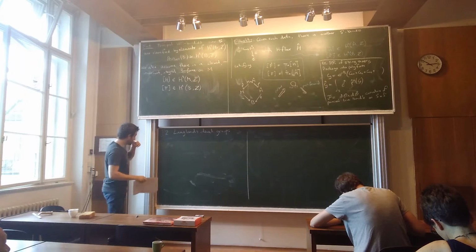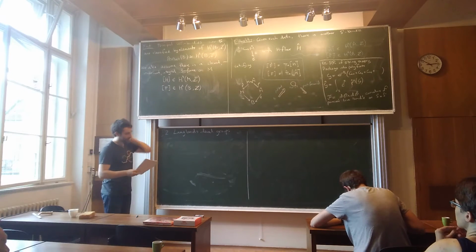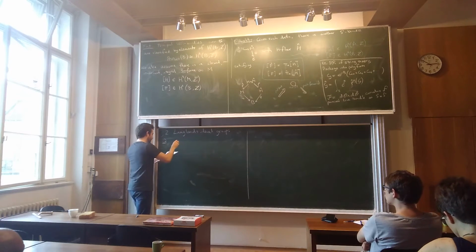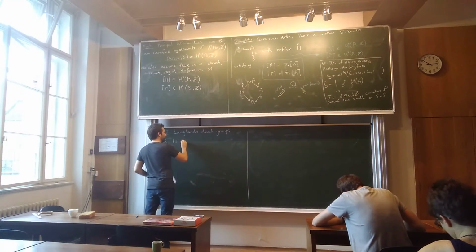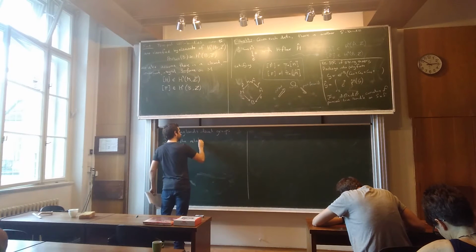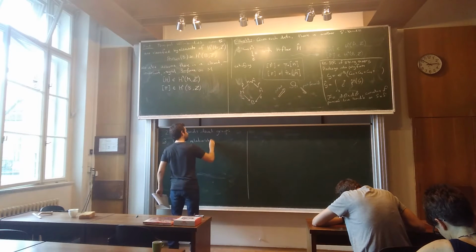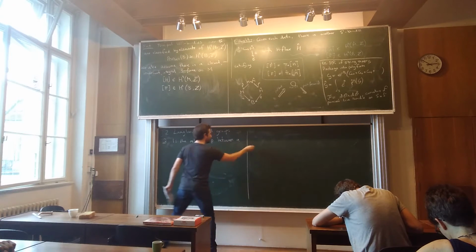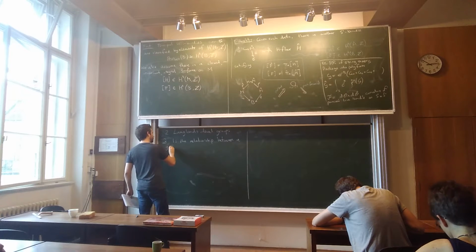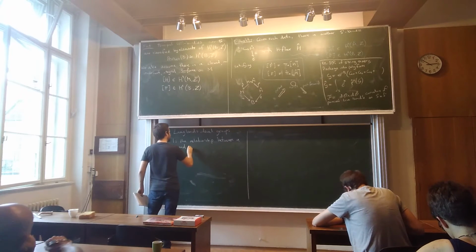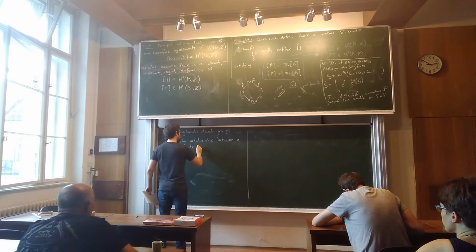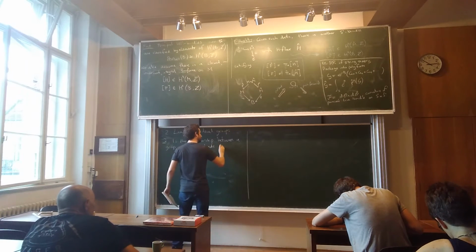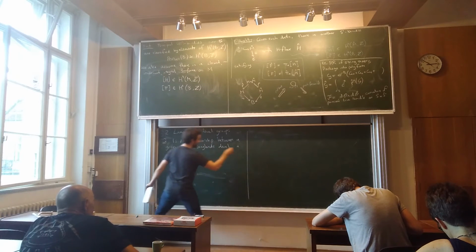Okay, so the question that these people asked in their paper was the following. Is the relationship between a group and a Langlands dual a form of T-duality?